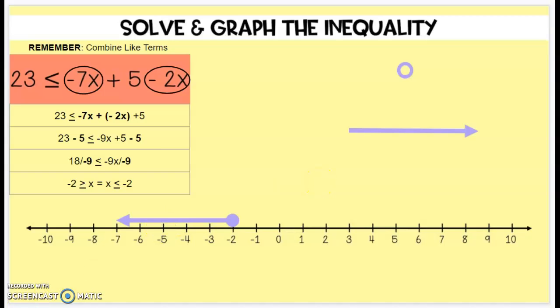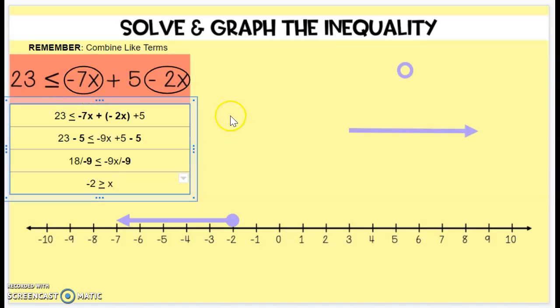If you have any questions, let me know. Hopefully I didn't confuse you too much. But the takeaway from this is you combine your like terms. You make sure that you flip your inequality symbol on the bottom, because you're multiplying or dividing your variable by a negative number. Okay? And then you graph it.